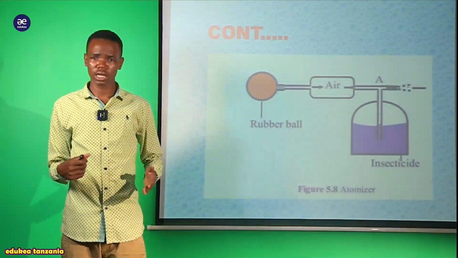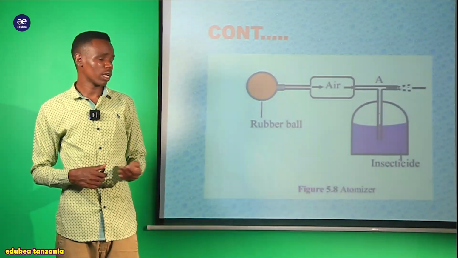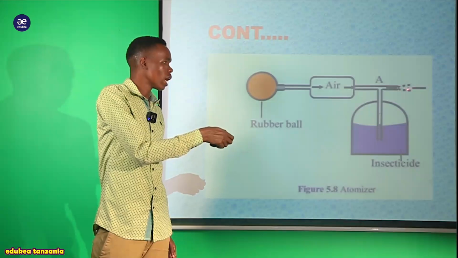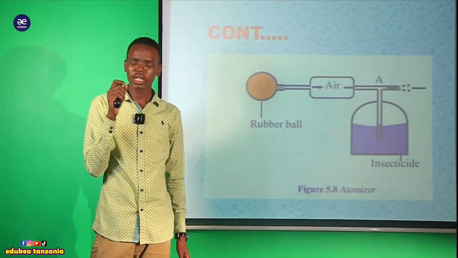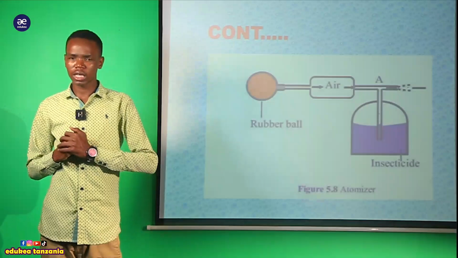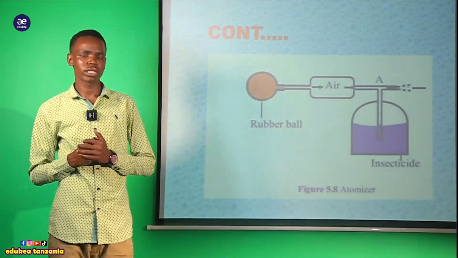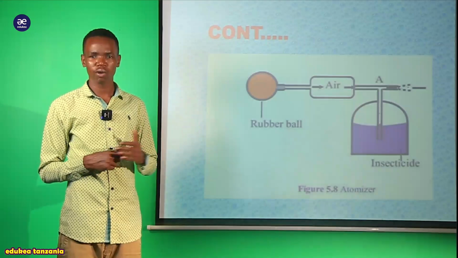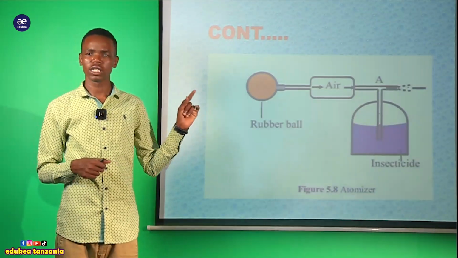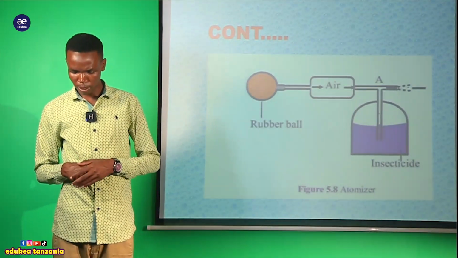Kwa nini tunasema inakuwa na create pressure ambayo ni kubwa sana? Kwa sababu kwenye narrow necks hapa cross section area ni ndogo sana. Kwa kama cross section area itakuwa ni ndogo, basi kuna uwezekano wa kutengeneza pressure kubwa sana. Ndio maana this spray which is leaving out through the narrow necks, it comes with the highest pressure.